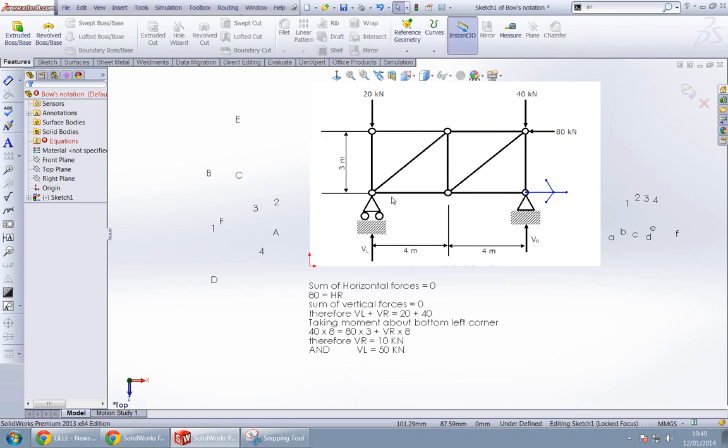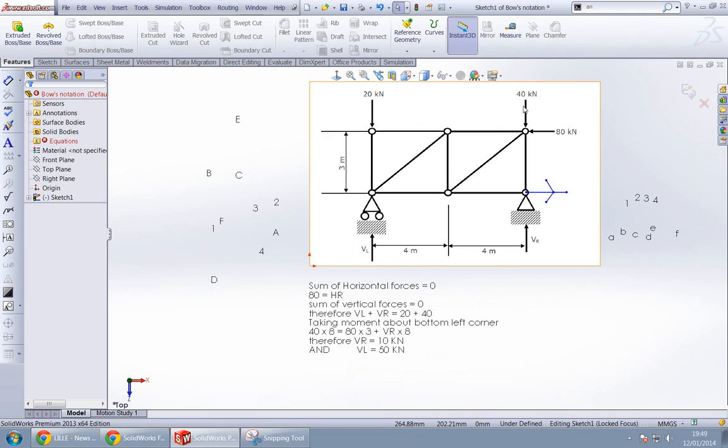So now we have to find out how much VL and VR would be. First we have to understand that the sum of the vertical forces is 0. That means 20 plus 40 should equal VL plus VR, as you can see here. And then taking a moment from, say, this corner here, so that we eliminate this unknown reaction VL.